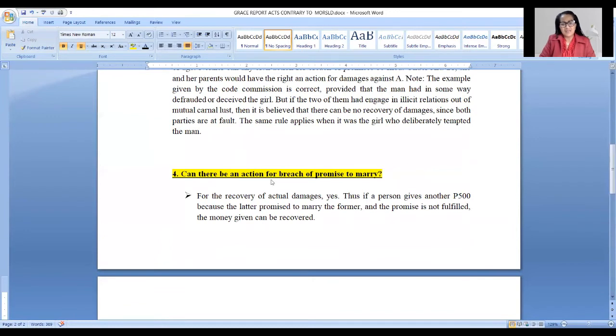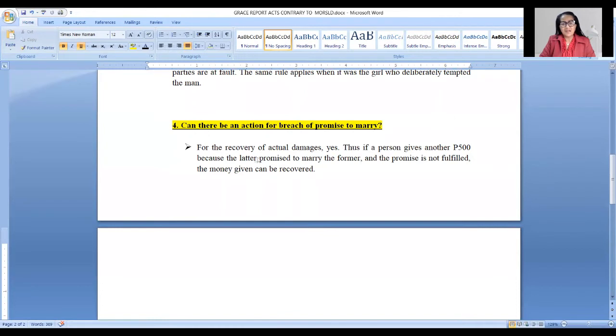Can there be an action for breach of promise to marry? For the recovery of actual damages, yes. Thus, if a person gives another 500 pesos because the latter promised to marry the former and the promise is not fulfilled, the money given can be recovered.